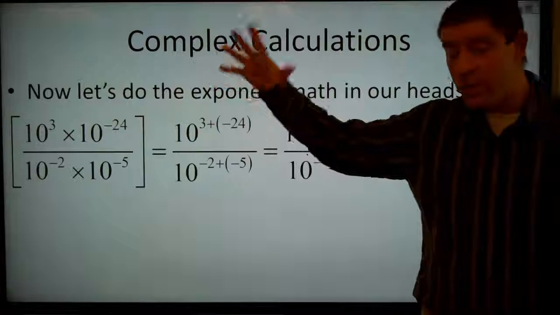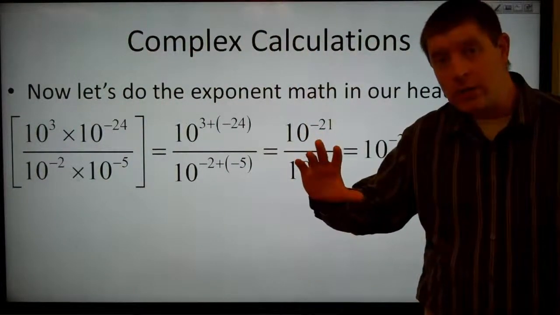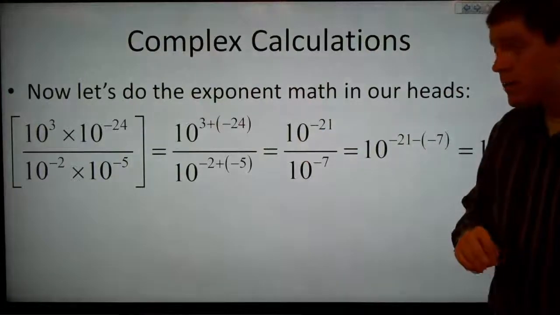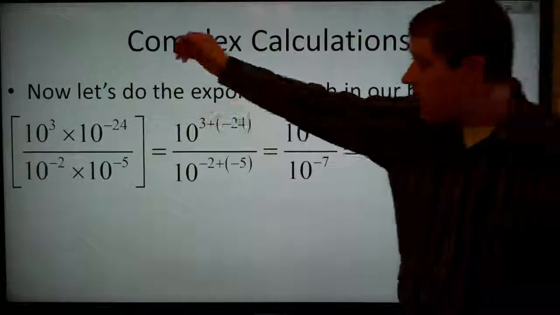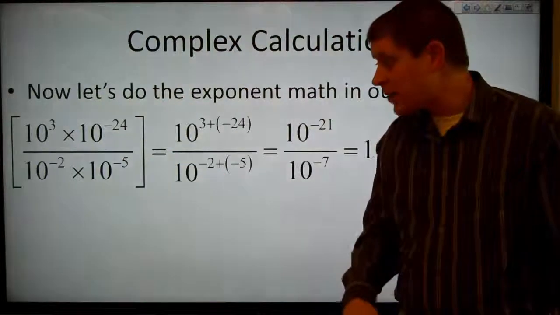So we've already done the coefficient math. That worked out to be 0.881. Now we need to do the exponential math. So we have 10 to the 3 times 10 to the minus 24 divided by 10 to the 2 times 10 to the minus 5.